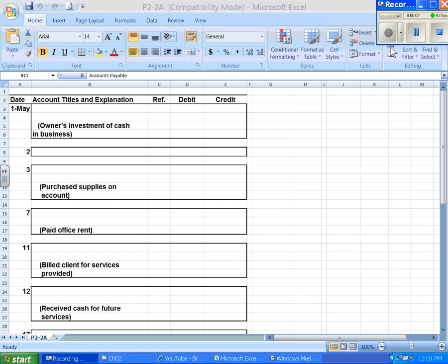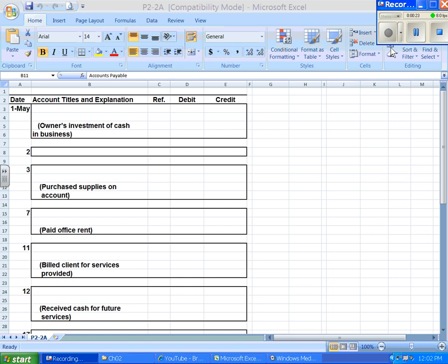Okay, this is problem P2-2A found in your textbook. In this problem, we're going to analyze transactions. We're going to journalize them, and then we'll post them to the T accounts or the ledger. And then from that, we'll prepare a trial balance. So why don't we start?